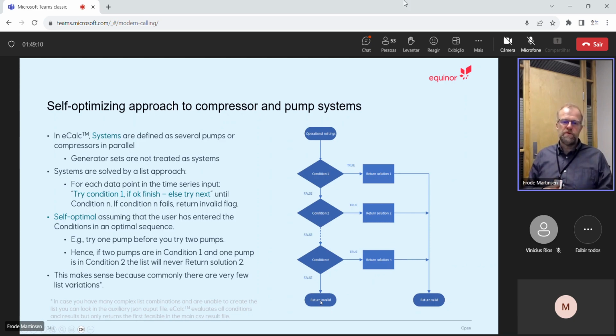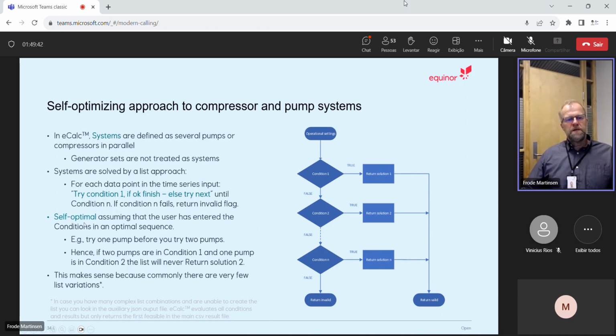You will have to think about your input. Are you using more rate than your topside equipment can handle? Are you asking for too much injection pressure? It's important that the user checks this. It's a flag that's returned in the output file for each time series for each type of equipment or system. Is it invalid? Then you have to check, preferably correct.